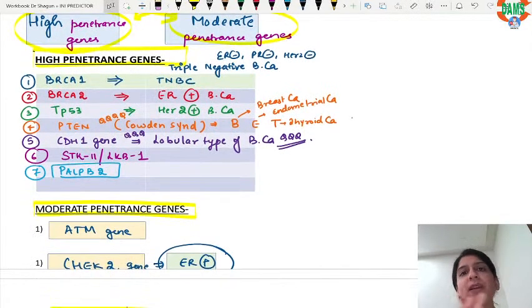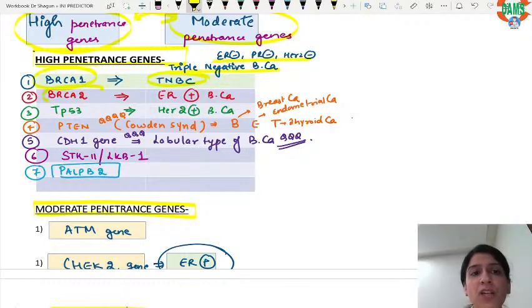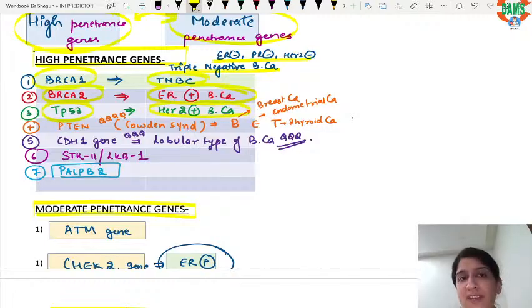Let me tell you, high penetrance genes which are involved in breast carcinoma. BRCA1, I told you, is associated with TNBC, triple negative breast carcinoma, which are ER negative, PR negative, HER2 negative. BRCA2 mutated breast cancers are usually ER positive breast cancers. TP53 mutated breast cancers are usually HER2 positive breast cancers.